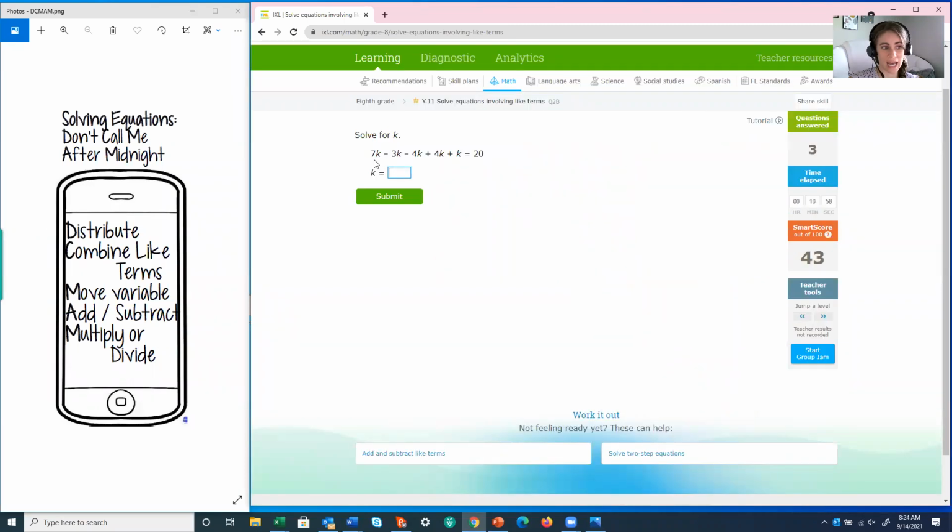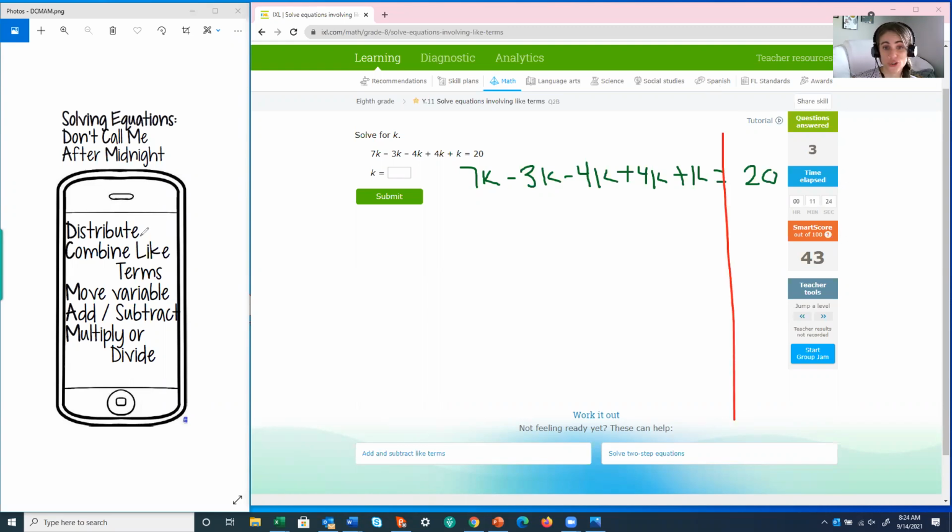Ooh, look at this one. We got lots of K's here, lots of K's. We have 7K minus 3K minus 4K plus 4K plus K equals 20. Whew, that's a lot. All right, do I need to distribute? Nope, doesn't look like in this practice today we're going to have a lot of distributing, but we do have a lot of like terms.